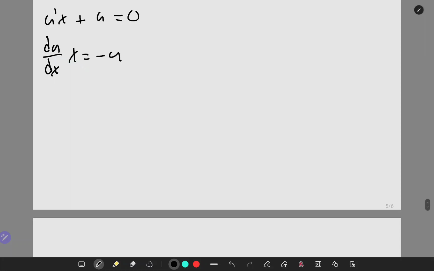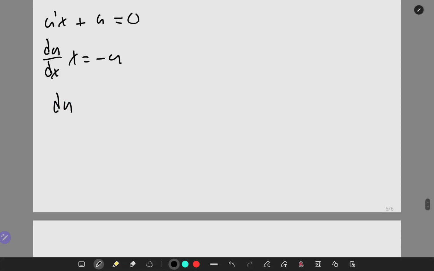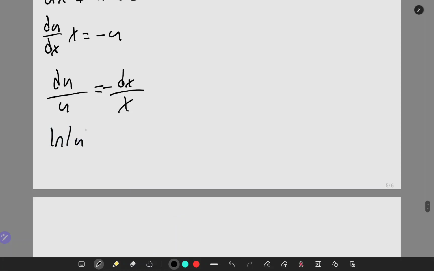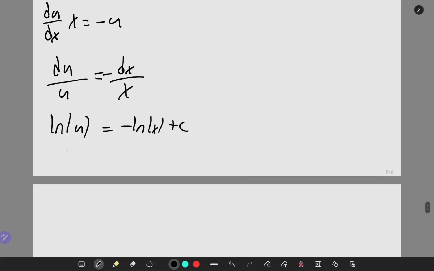So we have du on the top over here. All I'm going to do is divide it by u. Now that negative is still over there, so I'm going to multiply by dx and divide by x, but that negative is still there. So this becomes the natural log of u is equal to the negative natural log of x plus c. Remember, exponentiate both sides to get rid of the natural logs. u is equal to e to the negative ln x plus c.